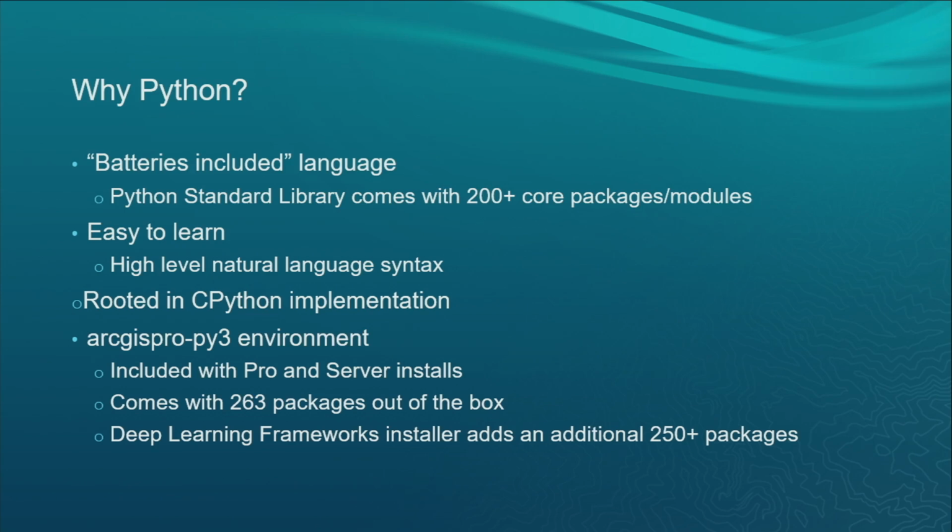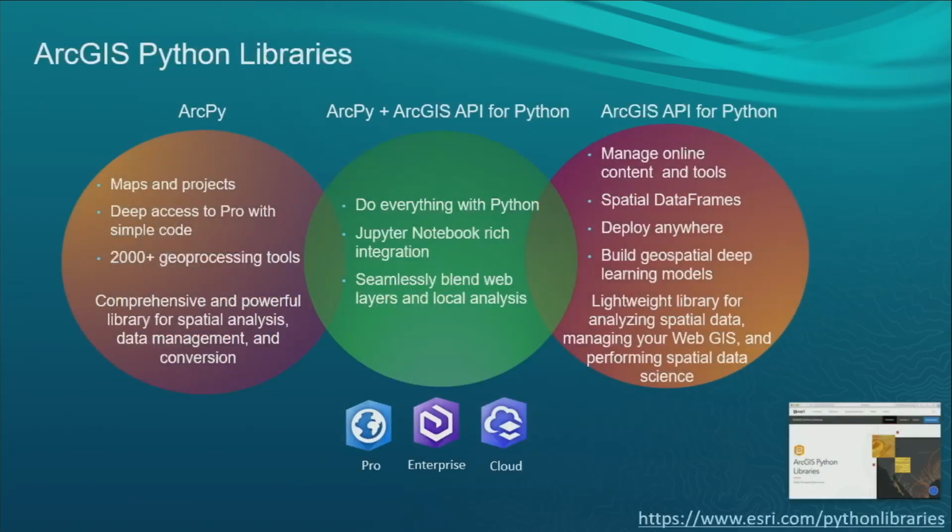With our Pro and server installs, we ship something called the ArcGIS Pro Py 3 environment. This is a conda environment, which itself has more than 260 packages included out of the box. So not only when you install Pro do you get Python and its 200 modules, you also get these 260 extra packages. As well, you can install the Deep Learning Frameworks installer, which will get you an additional 250 packages. So that's a lot of Python. Of those 500 plus packages, Esri itself ships and produces two ArcGIS Python libraries, we call them.